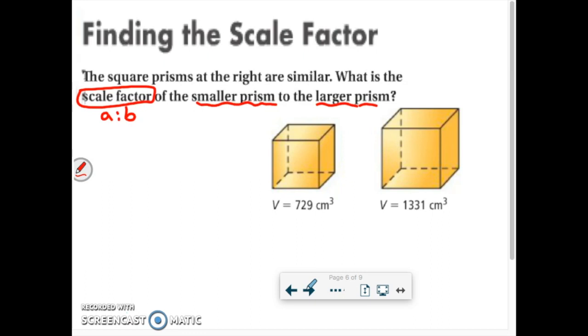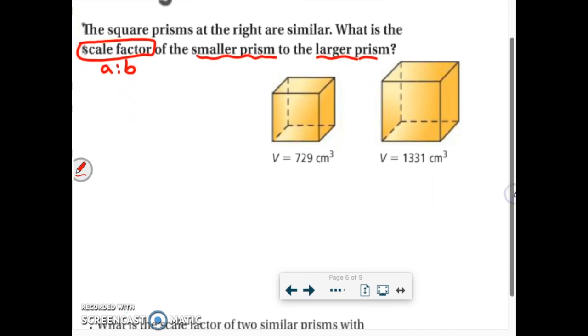So with this one, they gave us volumes. I don't have any side lengths at all, so I can't just look at the shape and say what the scale factor is. But they did give us volumes of the smaller and of the larger. So what they did was give us a ratio of 729 cubic centimeters over 1,331 cubic centimeters. We have to remember, since those are volumes, the ratio that they gave us is a cubed to b cubed.